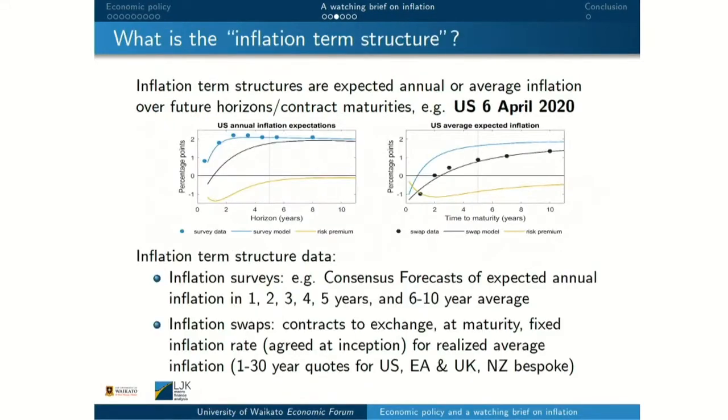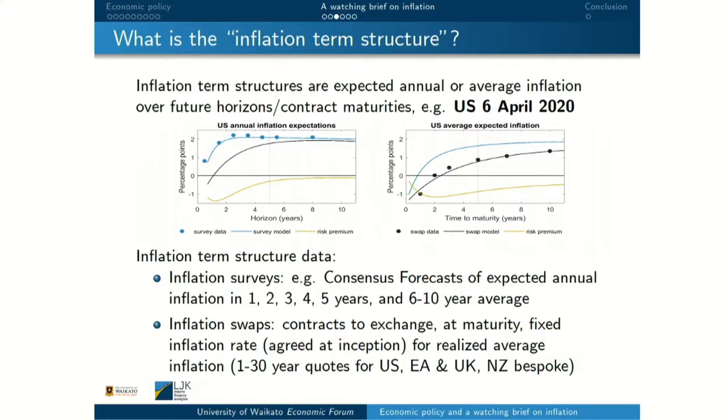What is the inflation term structure? You can basically think of it as a plot of expectations about inflation by horizon, or time to maturity. What I've got as an example here is the United States in April 2020, shortly after the COVID crisis took hold and started becoming well noticed by authorities and markets. There are two ways you can think about the inflation term structure. One is the typical way that a survey question about inflation is asked.